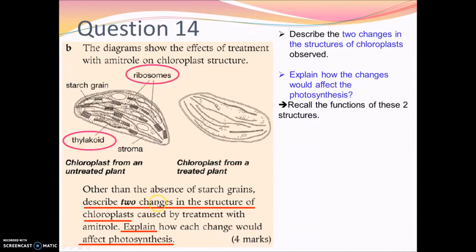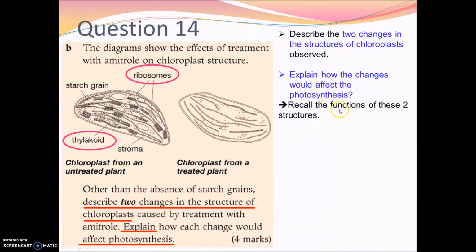But you need to describe the changes, not just the structure. Saying the thylakoid and the ribosomes will be affected, I know, but what are the changes? You need to tell me. That's the description. And then explain how each change would affect photosynthesis. That will be the second part of this question.